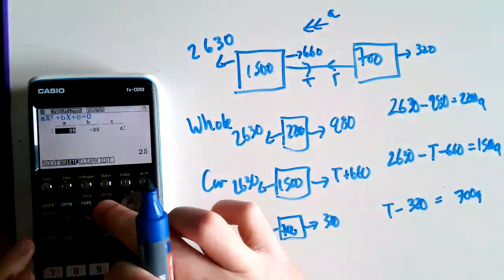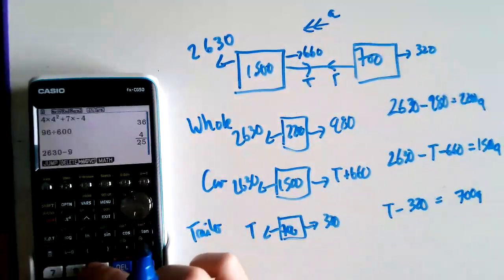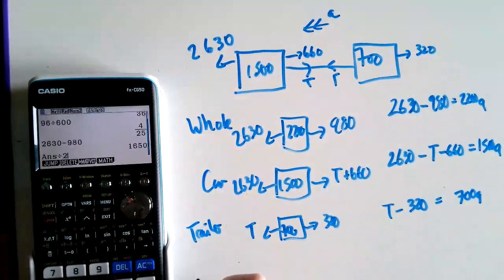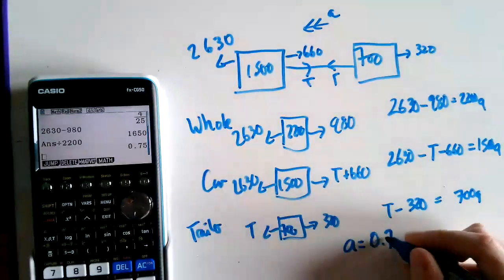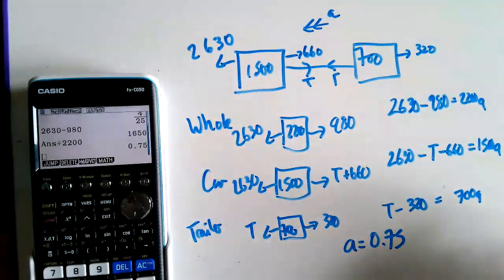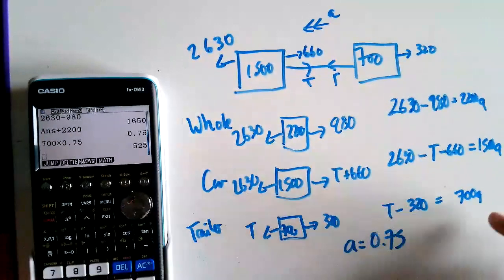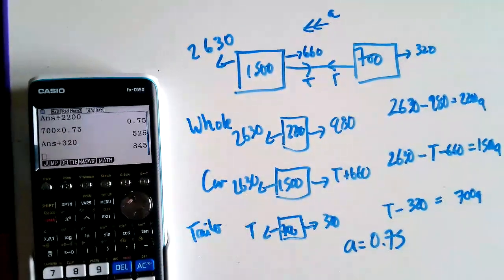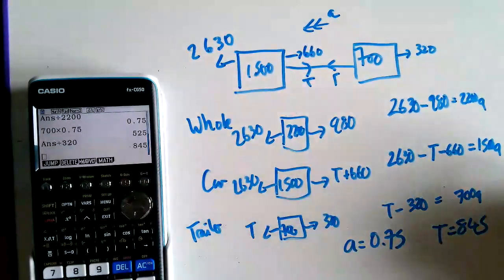So I'm going to do 2,630 take away 980 divided by 2,200. So I get a is 0.75. And then I'm going to sub it into here. So 700 times 0.75, then I'm going to add on the 320. So T is 845.